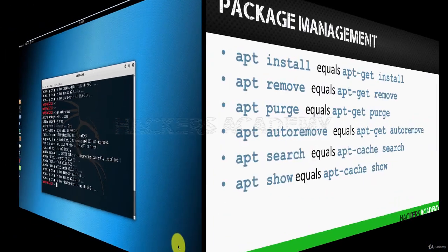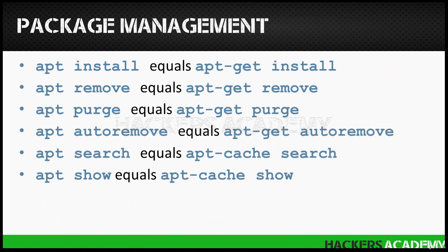Here's a quick summary of what the different commands mean. I'm not going to go over them all because as you can see here, they are exactly the same. So as you've seen, instead of apt get install, I use apt install. Instead of apt get remove, I use apt remove, so on and so forth.